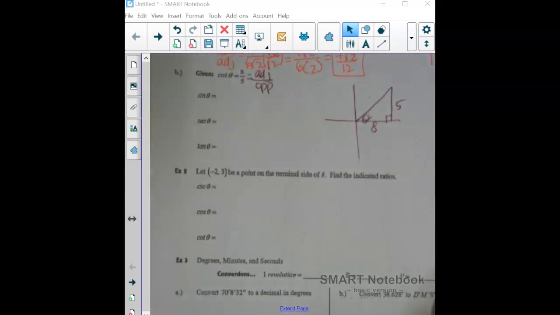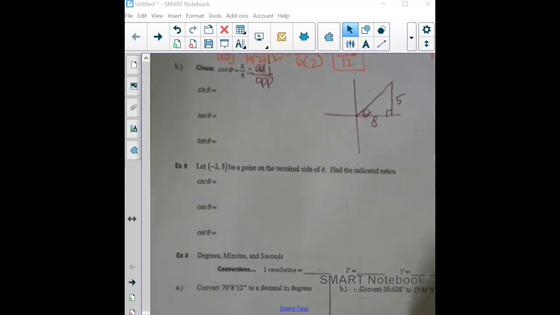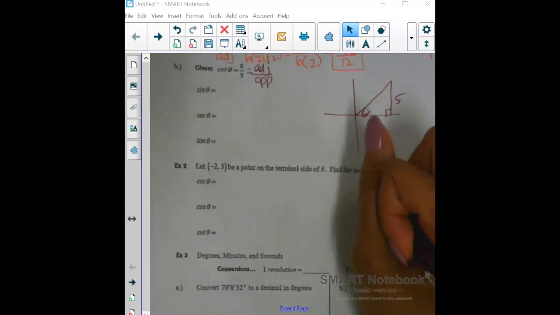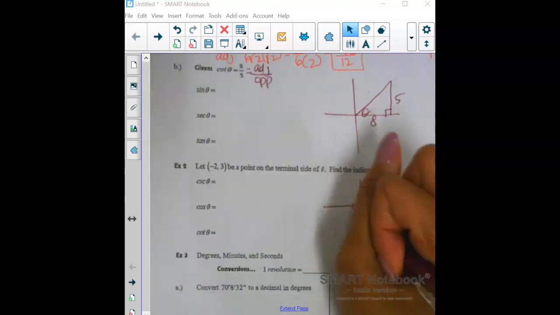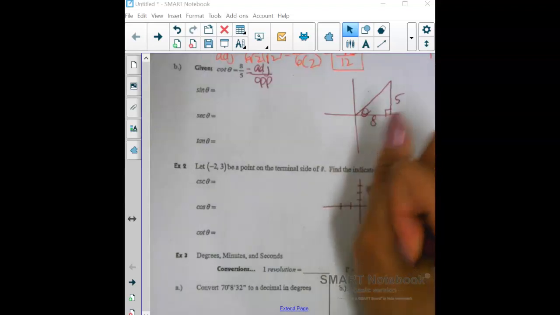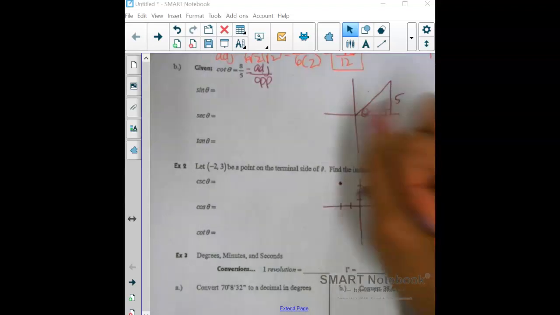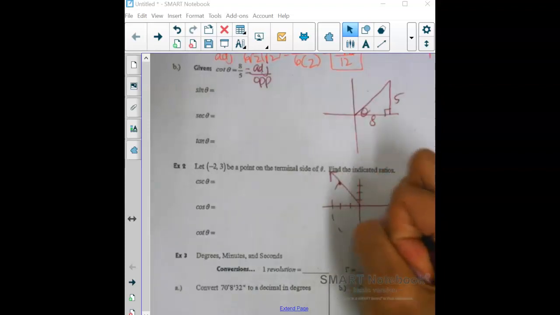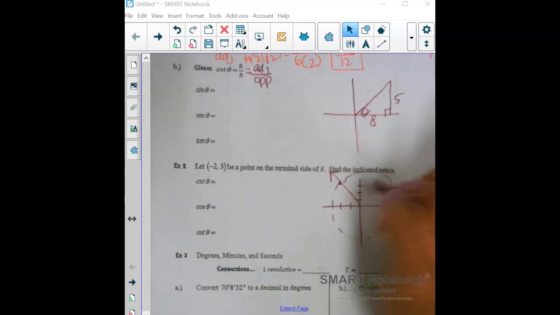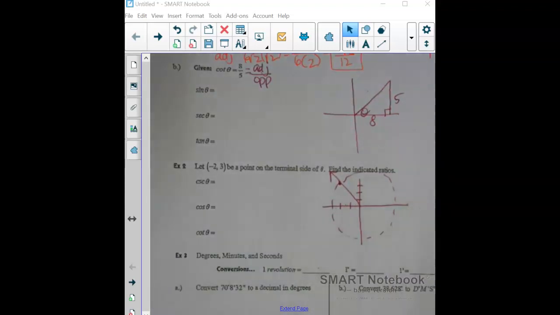All right, let's look at example 2. So in example 2, this one says let negative 2, 3 be a point on the terminal side of theta, and then find the indicated ratios. So again, let me draw out a coordinate plane. Negative 2, positive 1, 2, 3 is going to be somewhere here. Remember, this is technically enclosed in some kind of circle. And what I need to do is find out what these ratios are.